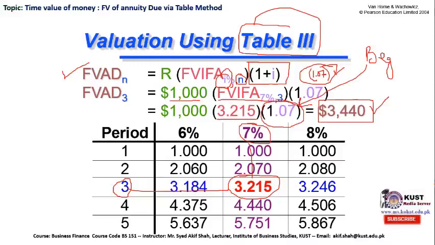It means that if you are going to invest in this bank opportunity, which is asking you to deposit $1,000 at the beginning of each period, which is the annuity due case, then at the end of the third year your bank account will have $3,440. It means that you have earned $440 with this investment.